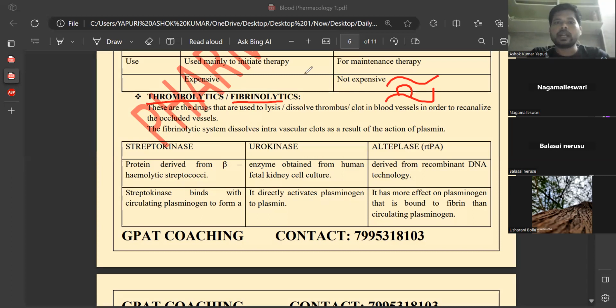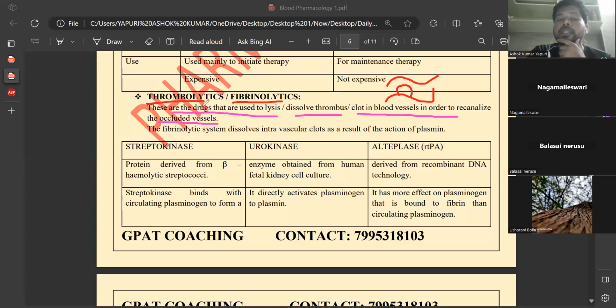Regarding the explanation, these are the drugs that are used to lyse or dissolve a thrombus or clot in a blood vessel in order to recanalize the occluded vessels. So when a clot forms in a blood vessel, circulation stops, and these drugs are helpful to recanalize them so that blood flows again.